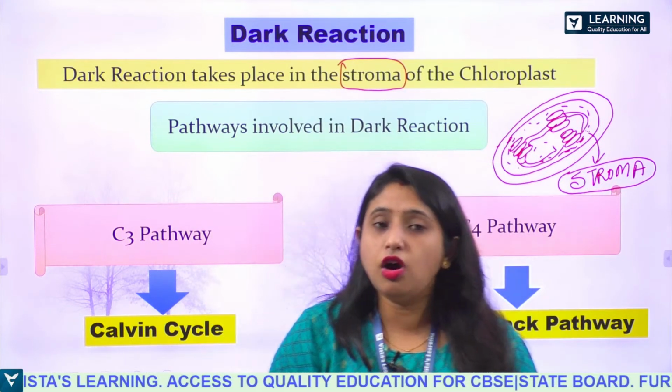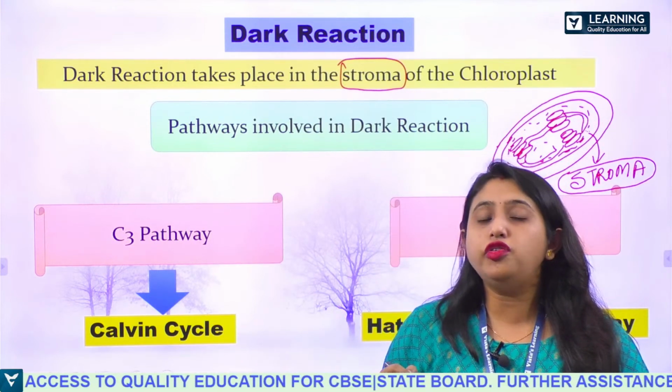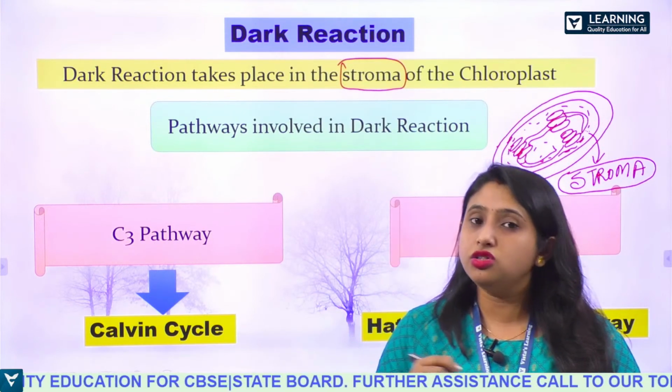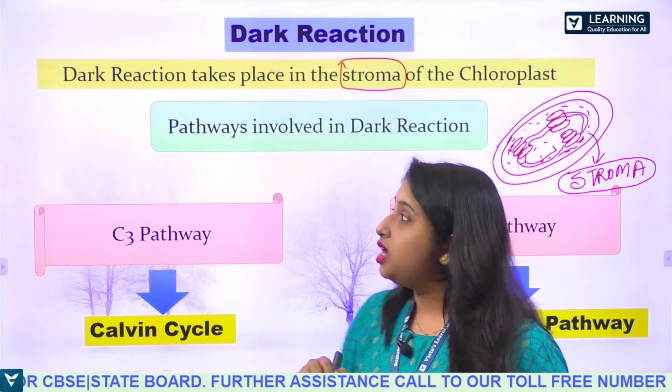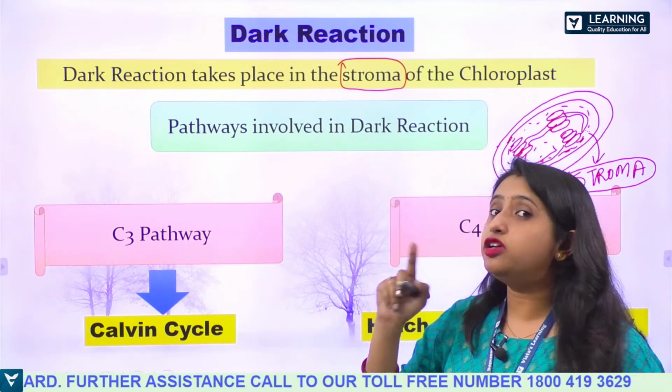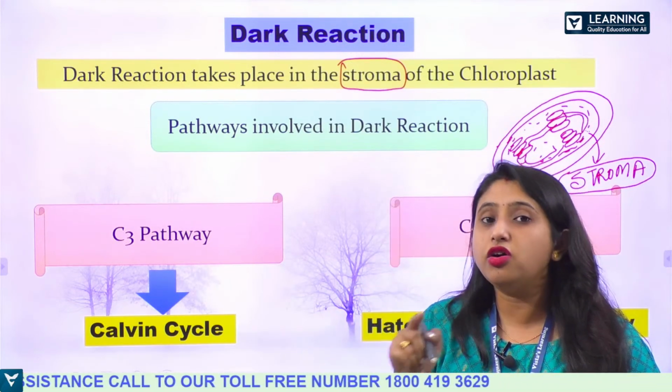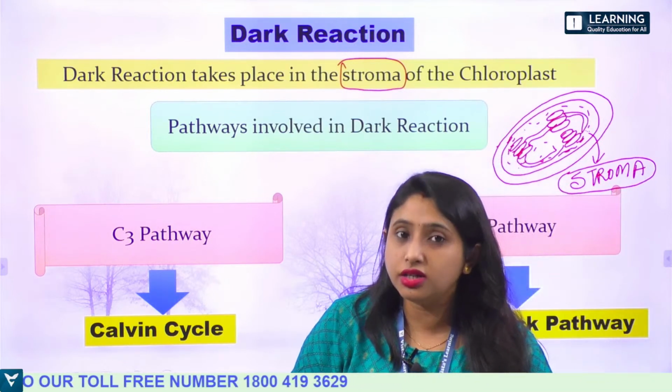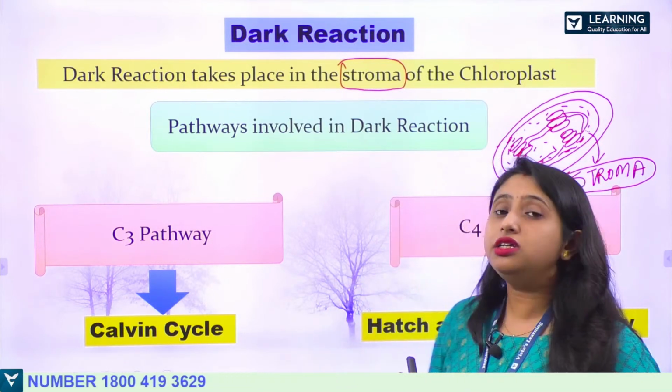It is stored in the form of starch. So the stored food of the plant is known as what? It is known as starch. So the dark reaction, there are two pathways. Mainly you are going to learn two pathways under this dark reaction. So what are the two pathways?